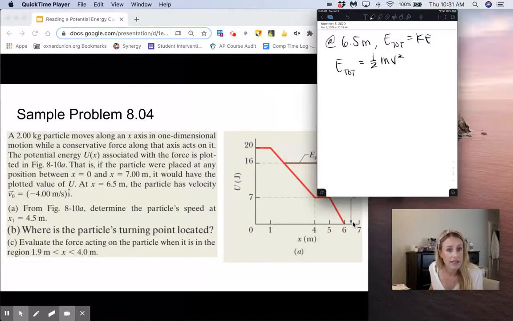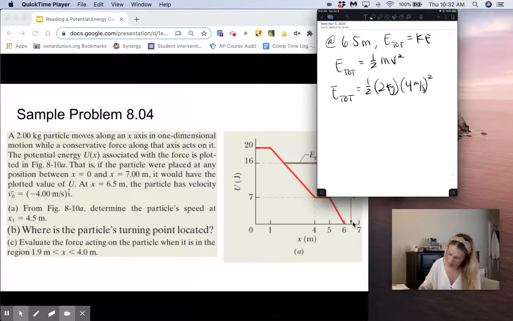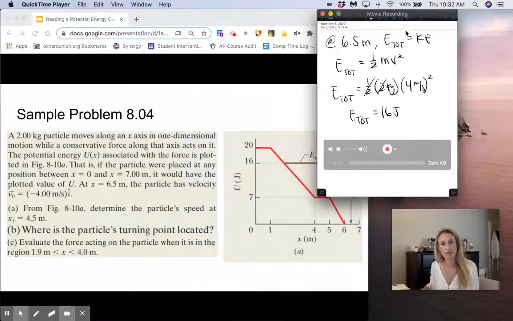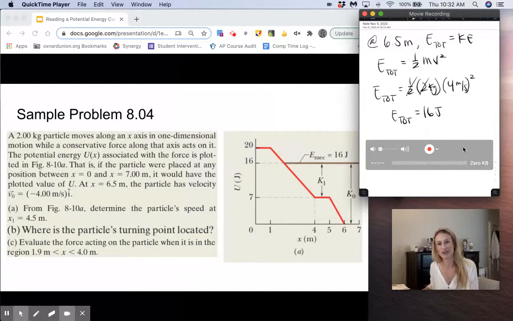Now they tell us that the particle's mass is 2 kilograms, and then at 6.5 meters, the velocity is -4 meters per second. So what we get here is total energy is equal to 1/2 times 2 kilograms times a negative, but we're squaring that, so we can really just use 4 meters per second, and then we're going to square that. So 1/2 times 2 is just 1, 4 squared is 16, so our total energy is going to be 16 joules, which was already drawn on the figure.